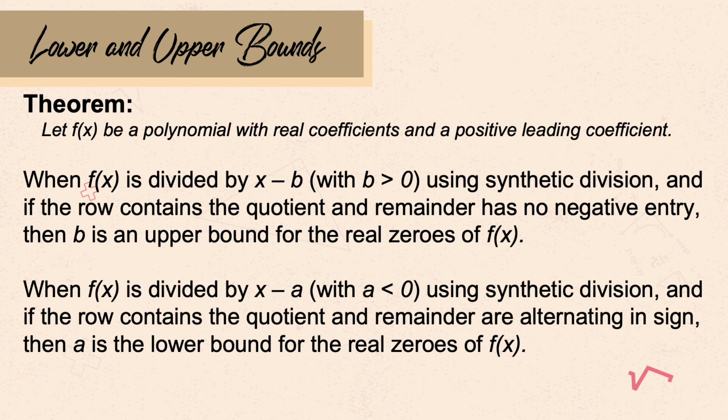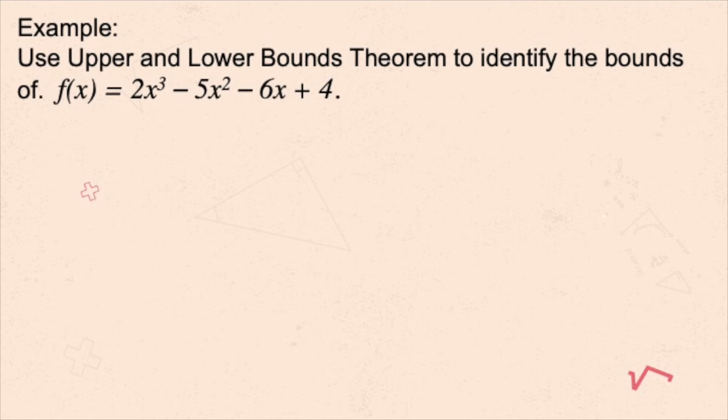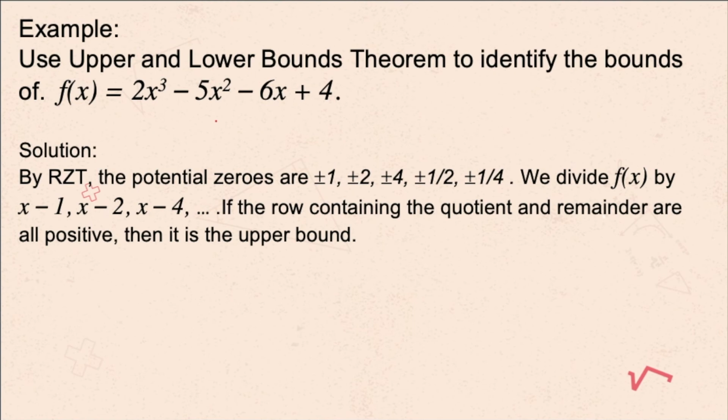Let's have this example. Use the upper and lower bounds theorem to identify bounds of f of x equals 2x cubed minus 5x squared minus 6x plus 4. Now, of course, by the rational zeros theorem, you're going to list the potential zeros of the given f of x. Your p here is 4 and your q here is 2. So, having this, the potential zeros are positive negative 1, positive negative 2, positive negative 4, positive negative 1/2, and positive negative 1/4.